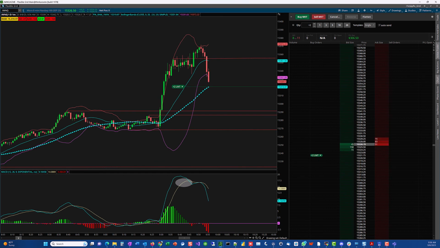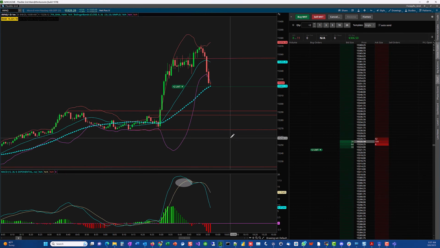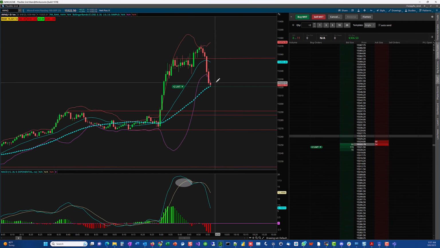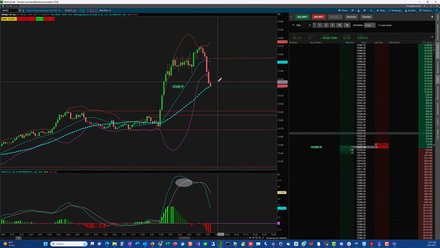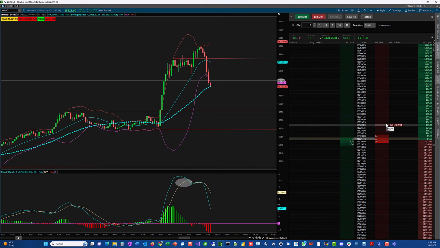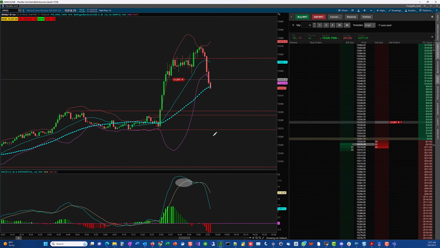All right, so what I'll do is I'll try to grab this long over here. As soon as it hits, I'm going to try to go for the exit. So it'll touch. I'm going to try to take an exit right there. Okay, so we're looking at about 20 bucks, give or take. 30 bucks, 34, okay.